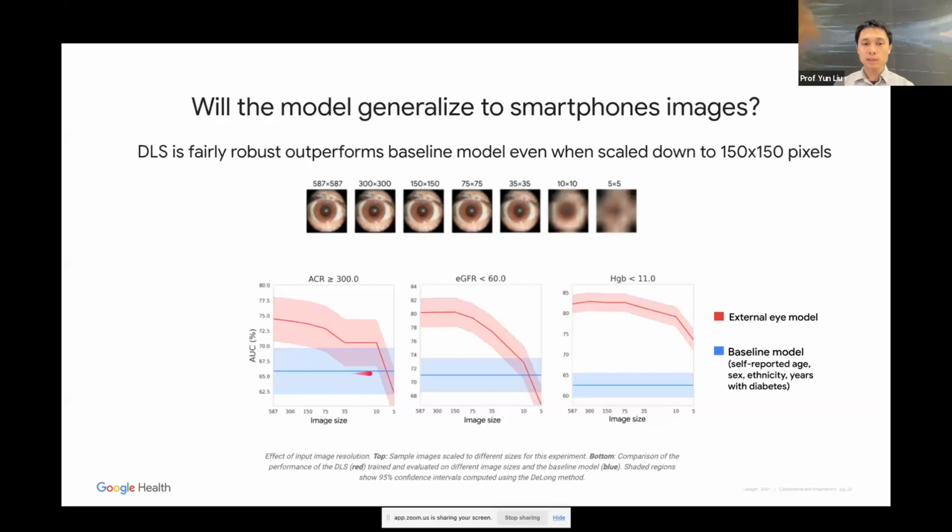And so this is comparing the baseline model, which doesn't have a notion of resolution, with the external eye model, which depends on the resolution of the input. And what we see is that it is better than a baseline up until a certain point, which varies based on the prediction. But essentially, even at as few as 75 pixels across, so this middle one over here, it is still doing better than a baseline. So that gives us a reassurance that you don't actually need extremely high quality photographs to do really well at this task. All you need is a photo that's showing some amount of detail in the eye.